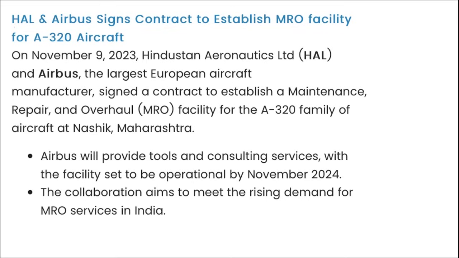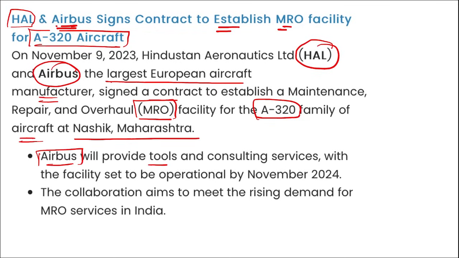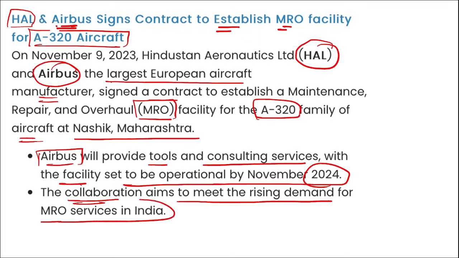Next is HAL, Hindustan Aeronautics Limited, and Airbus. They signed a contract to establish an MRO facility for A320 aircraft. I repeat, Hindustan Aeronautics Limited and Airbus, the largest European aircraft manufacturer, signed a contract to establish a maintenance, repair, and overhaul, that is MRO facility for the A320 family of aircraft at Nashik, Maharashtra. Airbus will provide tools and consulting services with the facility to be operational by November 2024. The collaboration aims to meet the rising demand for MRO services in India.